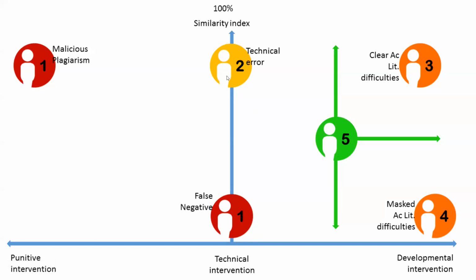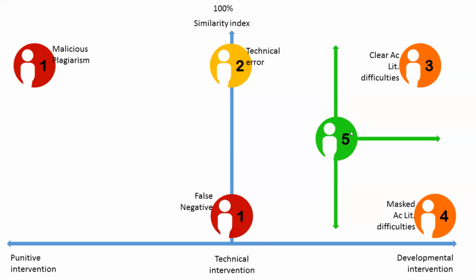Sometimes we have a student who comes up with a very high similarity index and it's just a technical error. Perhaps they have submitted that text to a different site in order to get some feedback, and they have a problem with that. And then you can exclude that very easily. That's a decision as an educator that you can make.